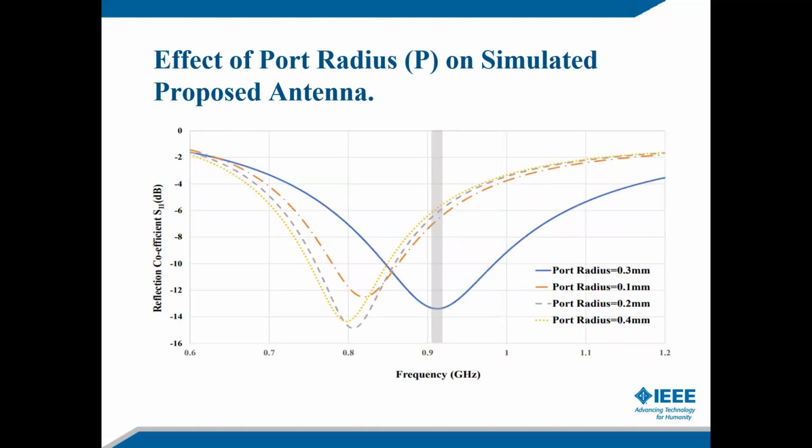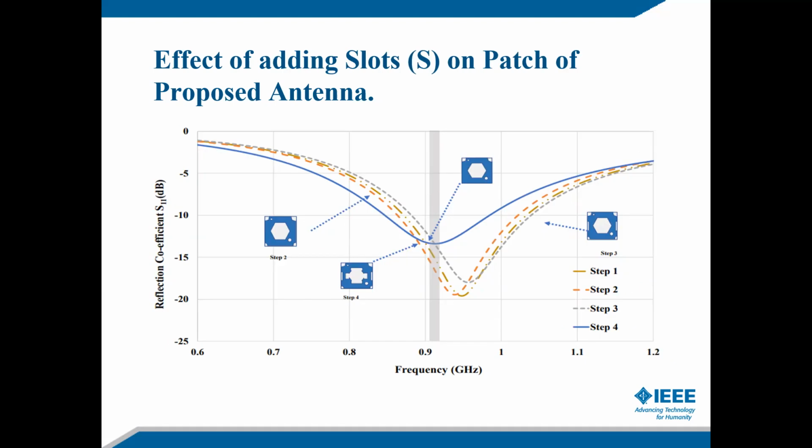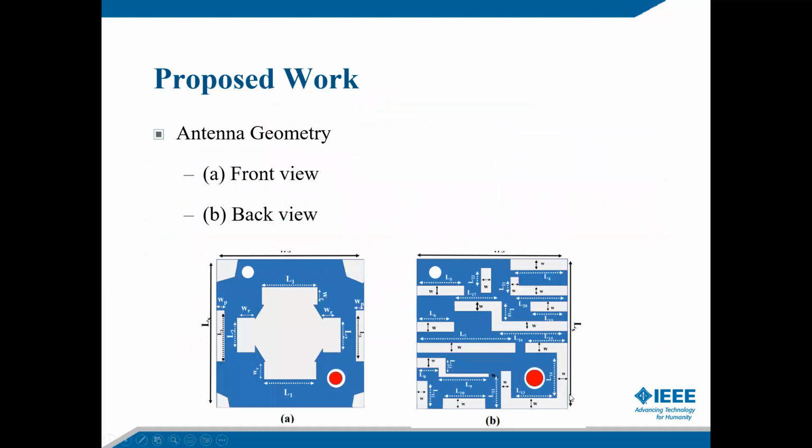So, the effect of the port radius: from this figure, you can check this is the port, and we use the port radius. In this case, you can understand we are trying to use a port that has an impedance of 50 ohm in a standard case. So we are changing the radius to achieve a 50 ohm impedance.